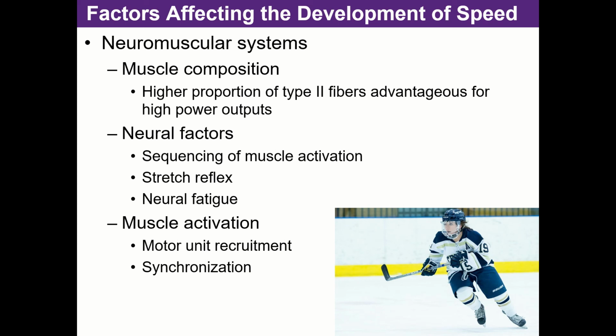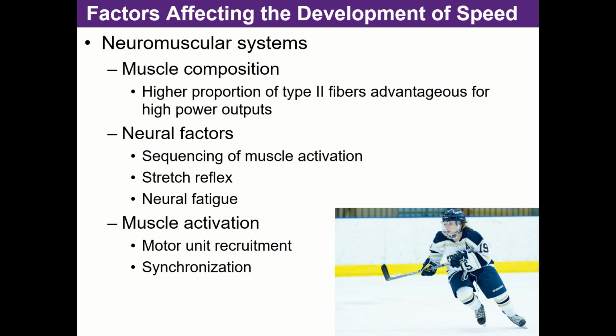Other things that affect the development of speed: muscle composition. So as discussed, your type 2 fibers, which are your fast twitch fibers, generate more force. They generate more force more quickly. And so if you are gifted or blessed with a higher proportion of type 2 fibers, you are more likely to be successful in sprinting or power type activities. So the athlete who has more type 2 fibers is probably going to be the more talented sprinter. Now there are other factors to consider, but that's a big one in terms of sprint performance.